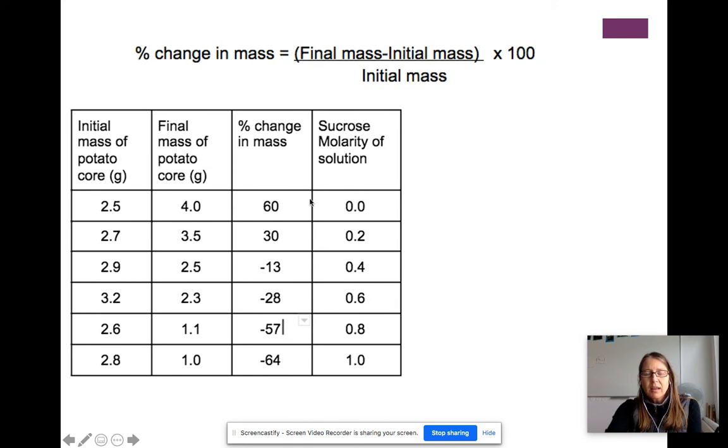So now you can see in these two solutions, it gained mass. In these solutions, it lost mass. So we can assume that the osmolarity of a potato is probably somewhere in between 0.2 and 0.4.